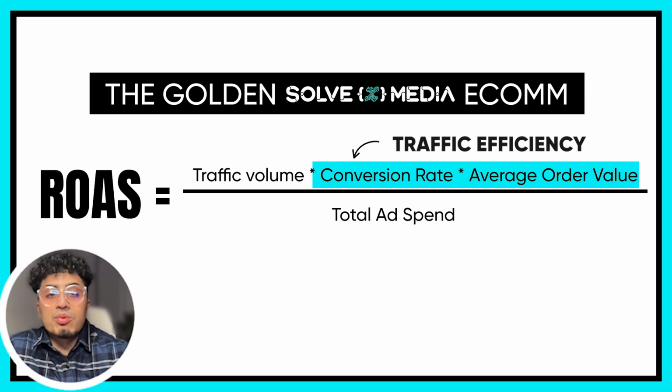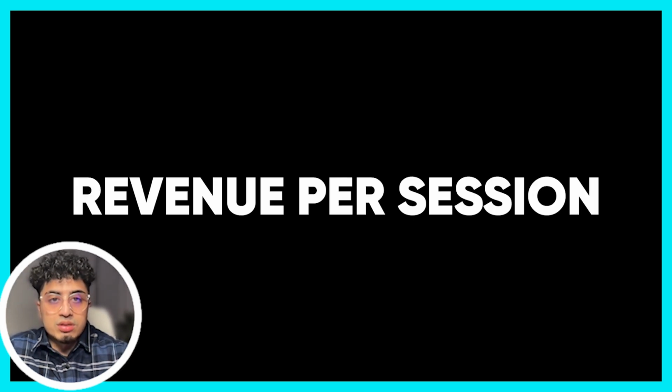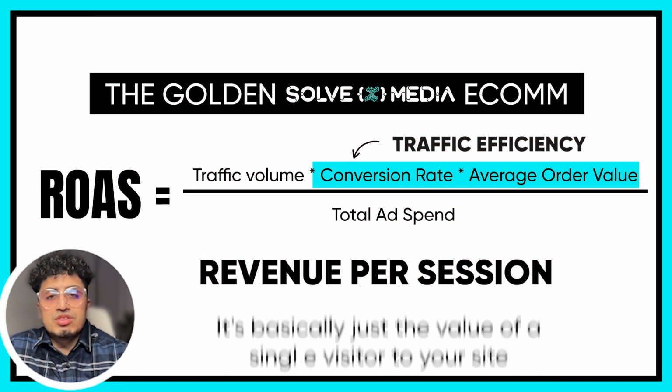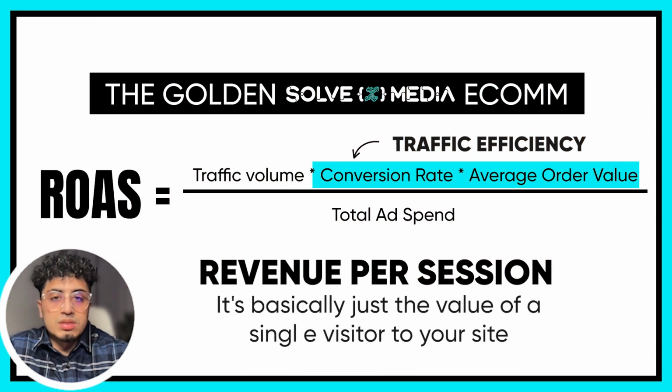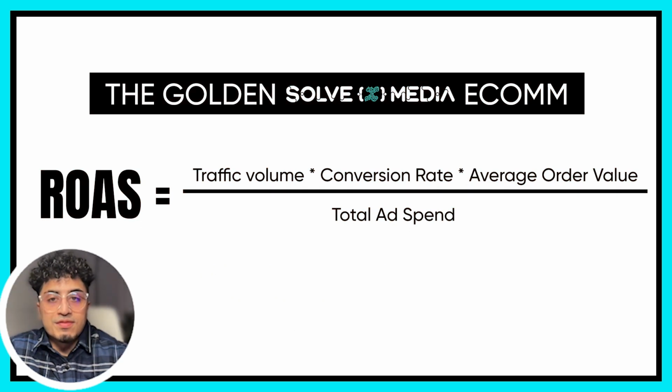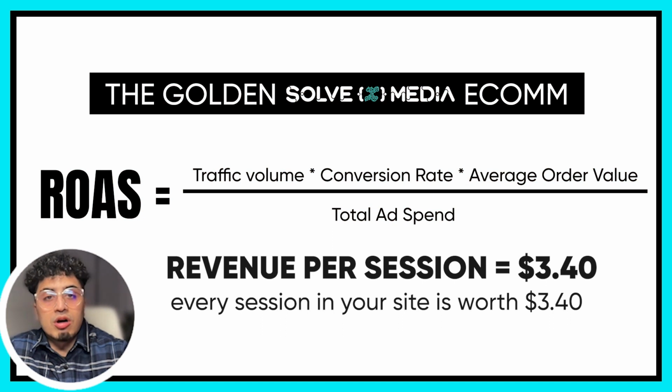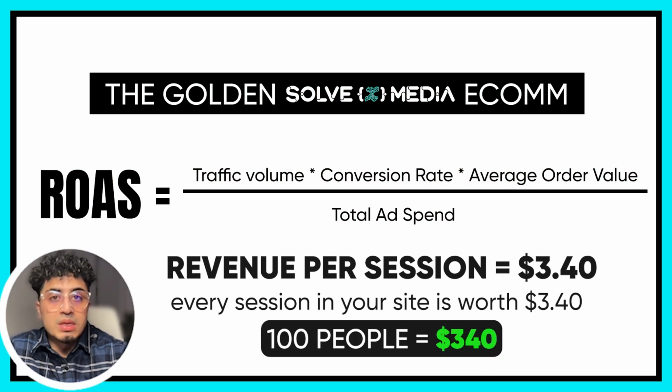From now on, we will call this the revenue per session. Conversion rate times AOV equals your revenue per session. It's basically just the value of a single visitor to your site. Let's say the revenue per session is $3.40. What that means is every session on your site is worth $3.40. If you get 100 people, that's worth $340 to your business.